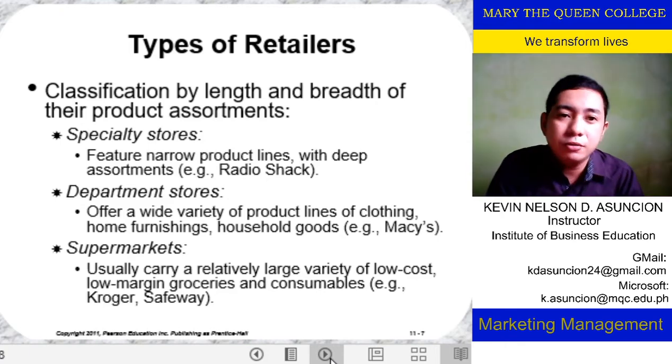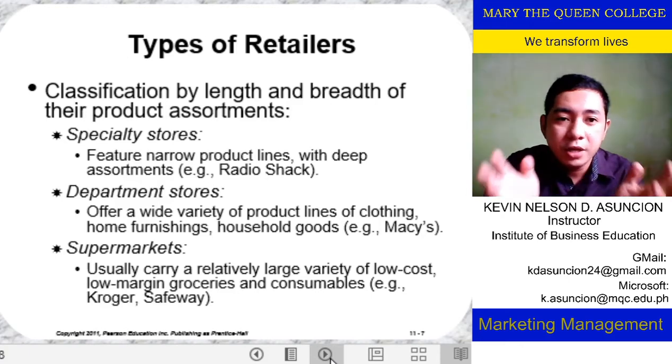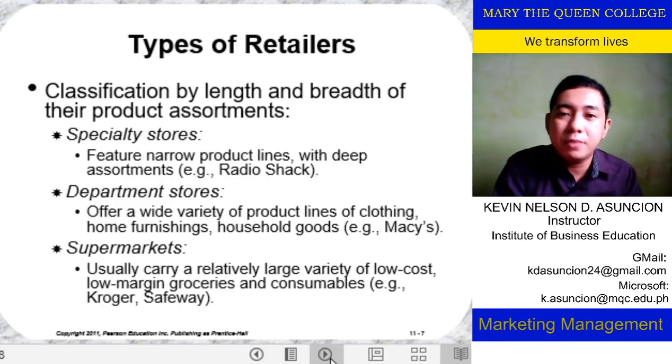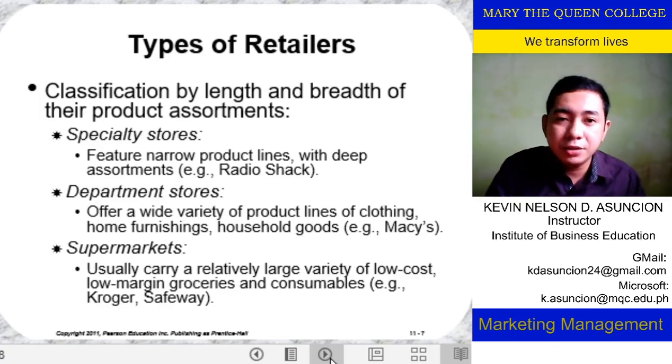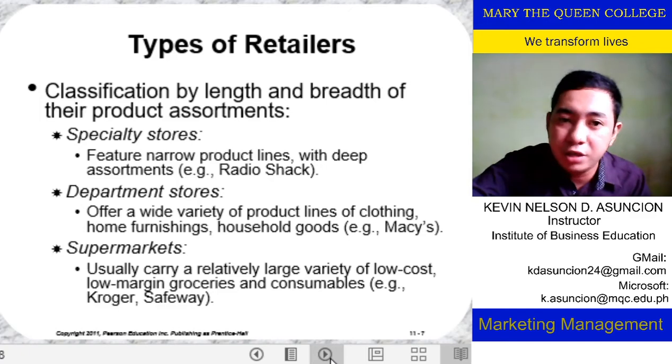So, according to our presentation, these feature narrow product lines with deep assortment. For example, it's the Mac store, Apple Mac store. So, it's just the narrow product lines. Hindi na siya lalabas doon sa mga binibenta niya. By the way, merong mga klase ng distribution na tinatawag dyan.